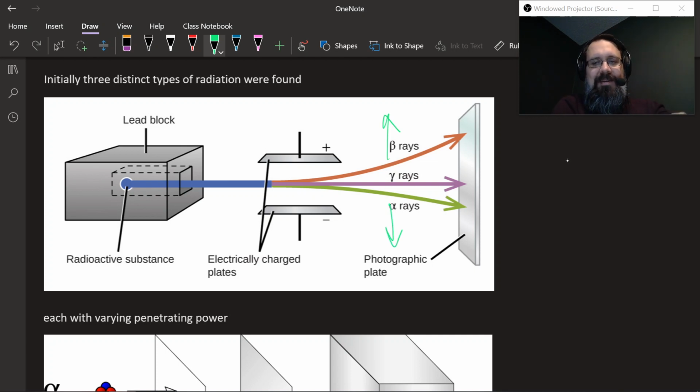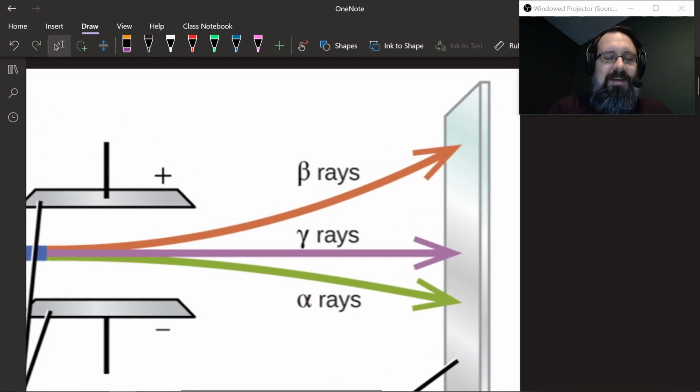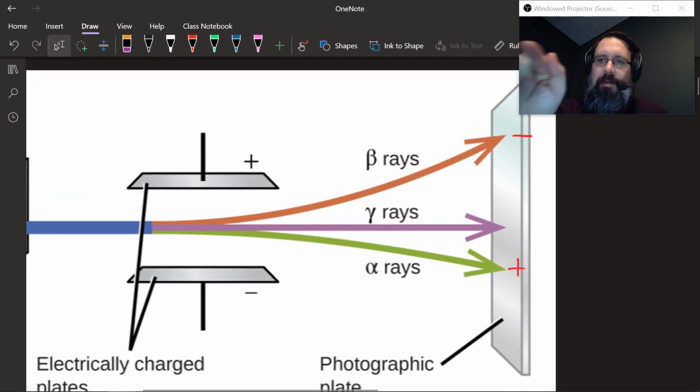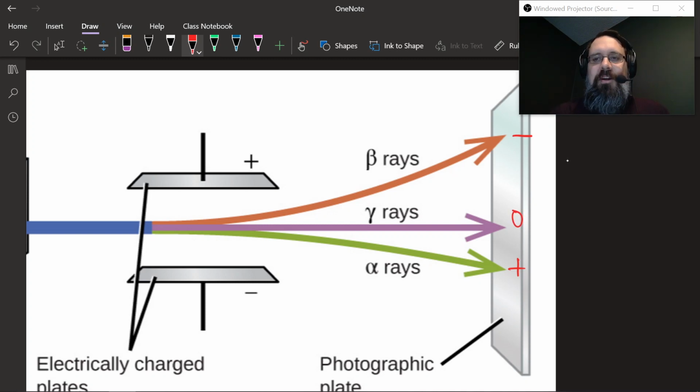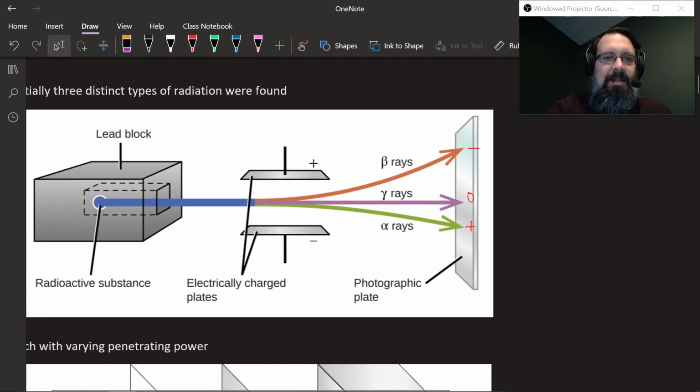So based on this, you guys that are listening, if you want to, can you say what the charge of a beta ray is? Given that the beta ray was attracted upward, what's the charge of a beta particle? Negative. Exactly right, because it's attracted to the opposite positive charge. And then from this, we can see that alpha rays are positively charged. And what about those gamma rays that went straight through without any force exerted on them? They must be neutrally charged. And so we were able to find these three distinct types of radiation by sending them through electric fields.